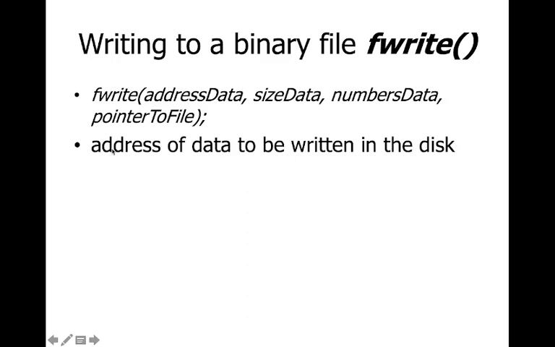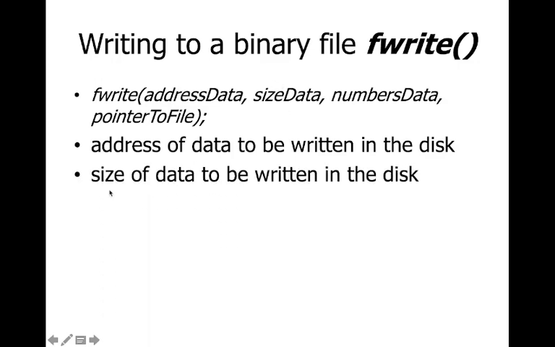The address data is the address of the data to be written on the disk, so which data should be written. We have to specify the address of that data as the first argument. The second one is the size of the data to be written to the disk, so how much size it should be. If you want to write a structure into that file, we have to specify the size of that structure. Since there is no end of file, that is why we have to specify the size also.